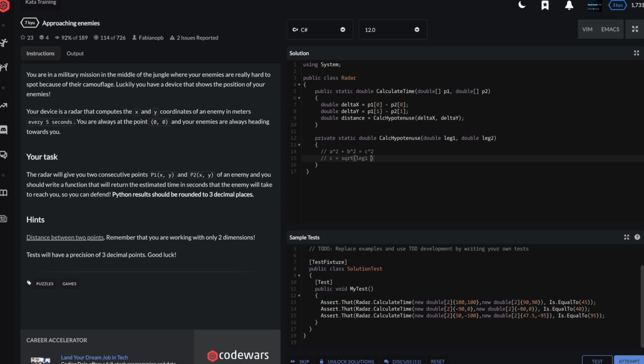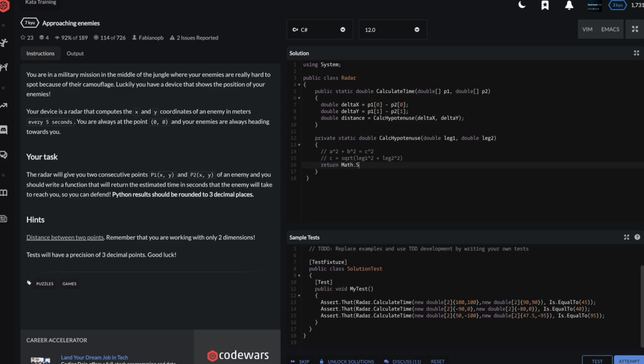We could say leg 1 squared plus leg 2 squared. Hopefully that is clear in my write up here with the best symbols that I have on the keyboard. And to do that, then we can say return.